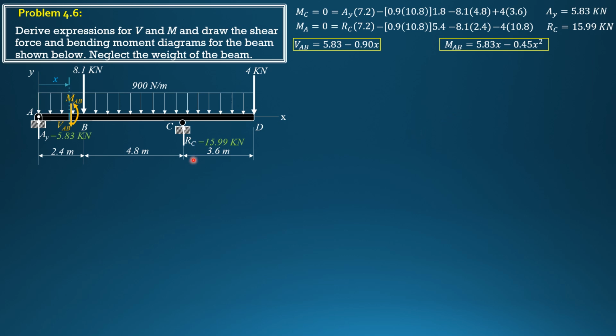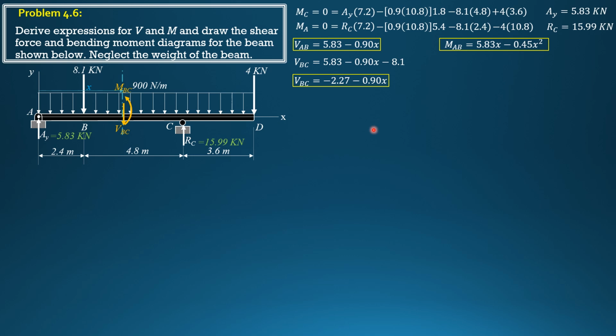Then let's proceed to section BC. There are 3 segments of this beam here. So remember the shortcut, previous plus or minus the new shear or new moment. So shear BC positive, counterclockwise for moment BC. So shear BC is equal to previous 5.83 minus 0.9x, then minus 8.1 downward. This is the new force. So minus 8.1, simplifying, 5.83 minus 8.1 is, so shear BC is negative 2.27 minus 0.9x. So this is a line with negative slope, sloping downward.